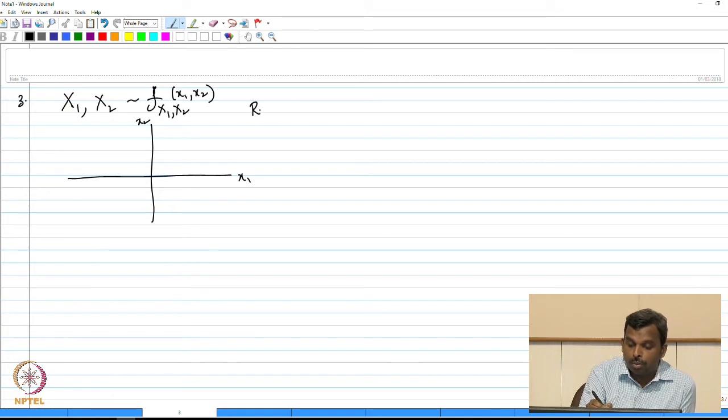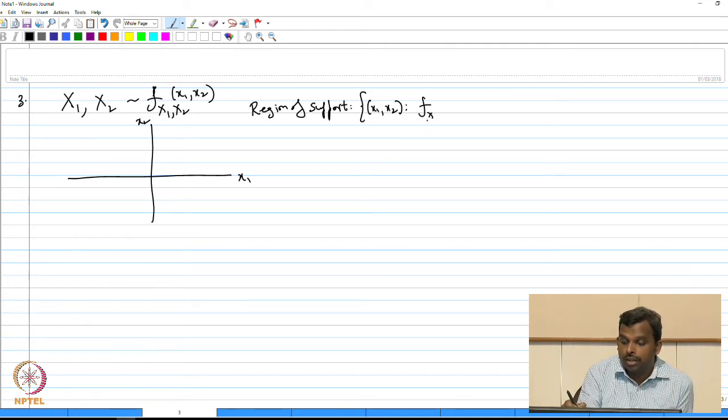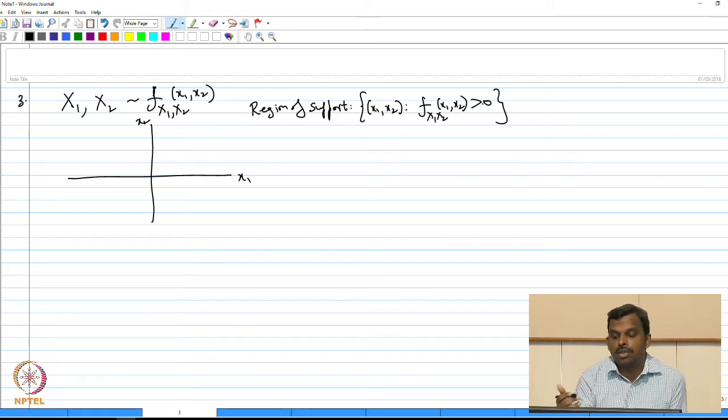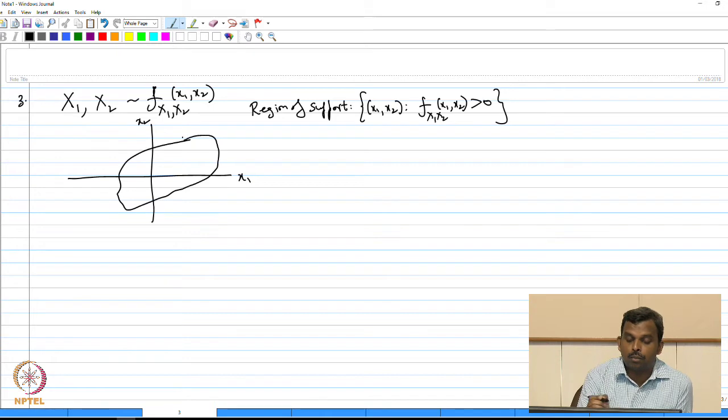So what is the region of support? This is something very important to understand in any 2D PDF. The region of support is the set of all x1, x2 for which f(x1, x2) is greater than 0. We'll assume simple continuous distributions, and all of this is easy to define. So it is the set of all values for which this is greater than 0. This will be some region like that. You should have a good handle on this region. You should be able to describe its boundaries, and you should be able to do a two-dimensional integral over this region.